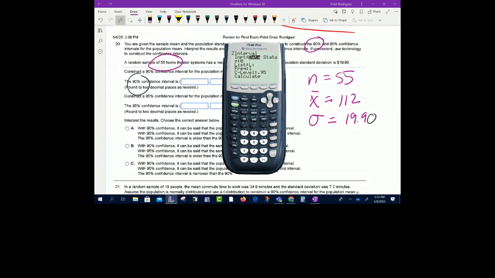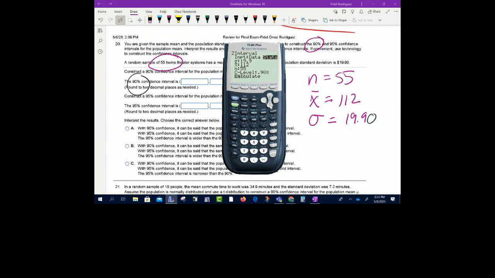And we're going to enter in the stats, so I'm going to go to stats. The first thing it's asking me is, what is my sigma? Look, I wrote it down, so it's going to make it easy breezy cover girl for me to do. Look, it's 19.90. My X bar, I wrote it down, 112. My N, look, I wrote it down. There it is. My confidence level, since we're looking for a 90%, that's going to be 0.90.